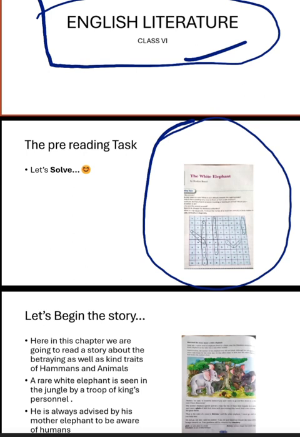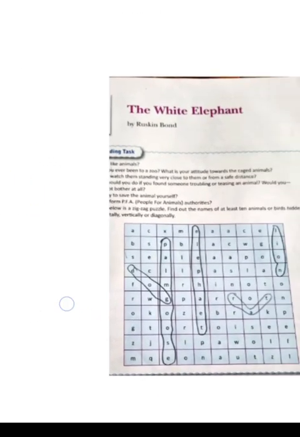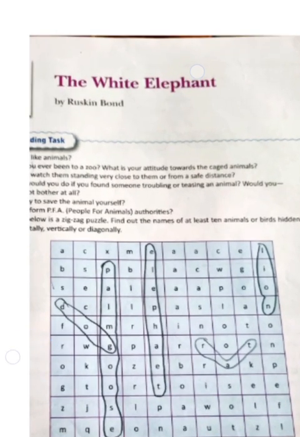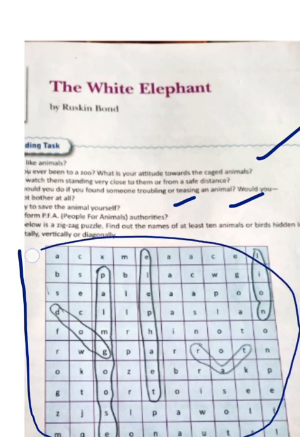So let's begin. This is the pre-reading task that each and every chapter of the book contains, and we need to read it and then have to answer on our own. Okay, so there is a crossword puzzle. It has already been done. You can go through it.